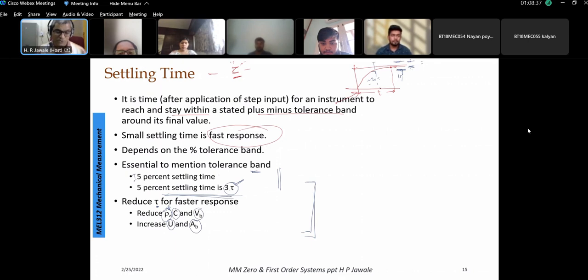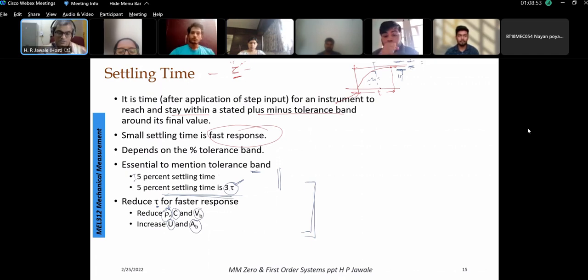So I declare the portion for your sessional examination: it will be minimum up to the first order system for all kinds of response. Step input, ramp input, then the sinusoidal input and the impulse input. So we will come back to this point again in the coming class. Any doubt? Anything you want to ask?